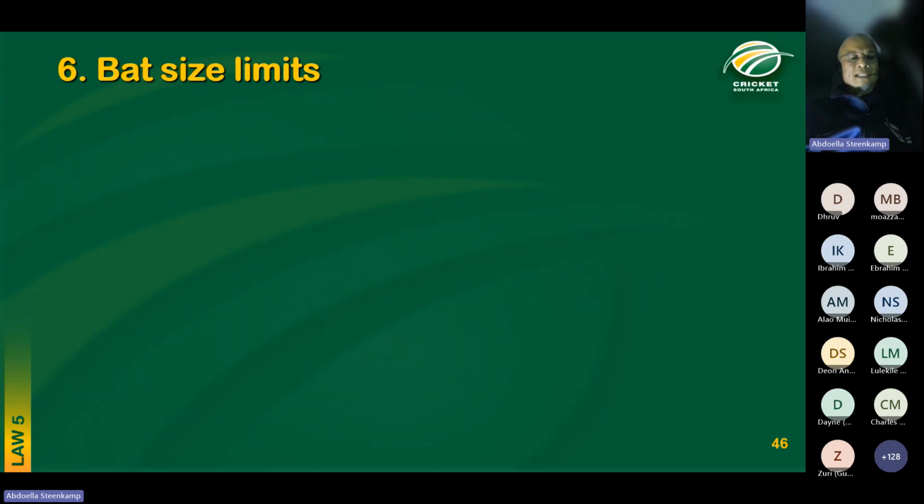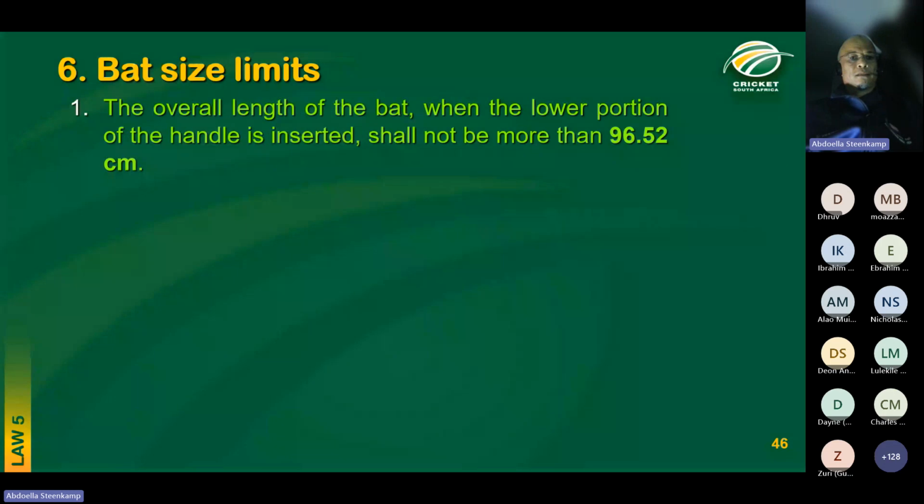Are there any bat size limits? Can the bat be any size? When it comes to the length of the bat, the law tells us that the bat is not to be more than 96.5 centimeters. All it says is not more than 96.52 centimeters. Yes, it can be smaller, but not more than 96.5 centimeters.